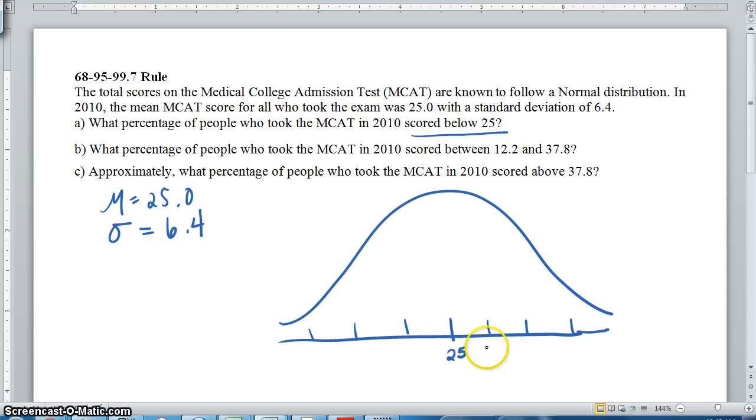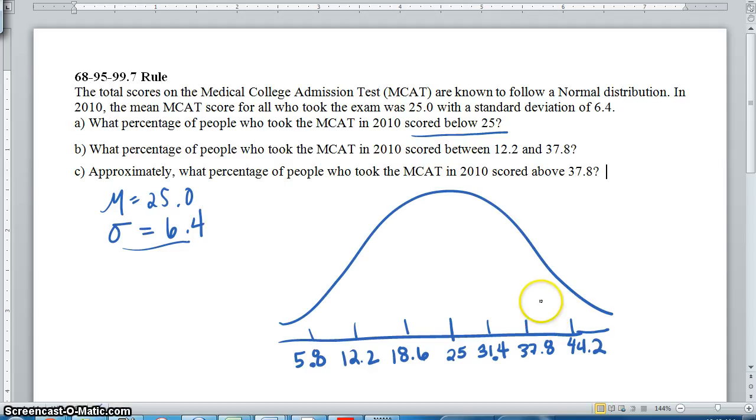So the first step is to start with the standard deviation up from the mean, which is going to give us 31.4. I can find this by simply adding our 6.4 to 25. That's 1 standard deviation up. 2 standard deviations up is going to be 37.8. 3 standard deviations up from the mean will be 44.2. And just filling in the rest, so 1 down from the mean will be 18.6, 2 down, 12.2, and 3 down will be 5.8.